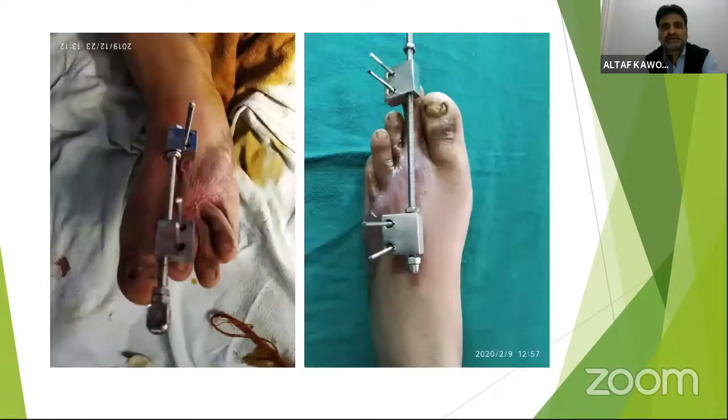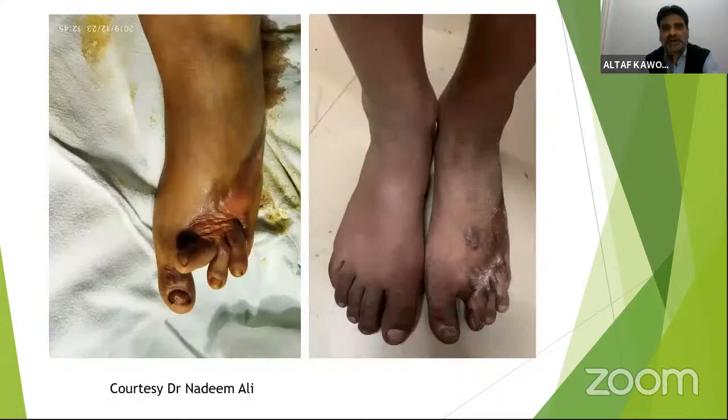Then we used the small distractor, UMAX distractor, and we were able to get it into this position. The scar is relaxed. This is one of the cases of my consultant.